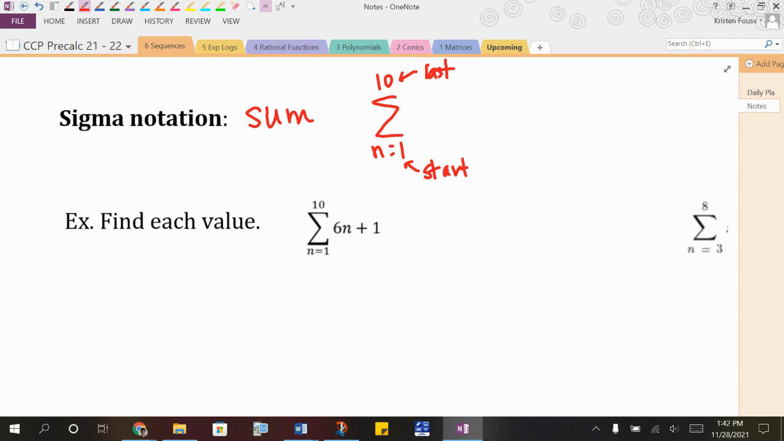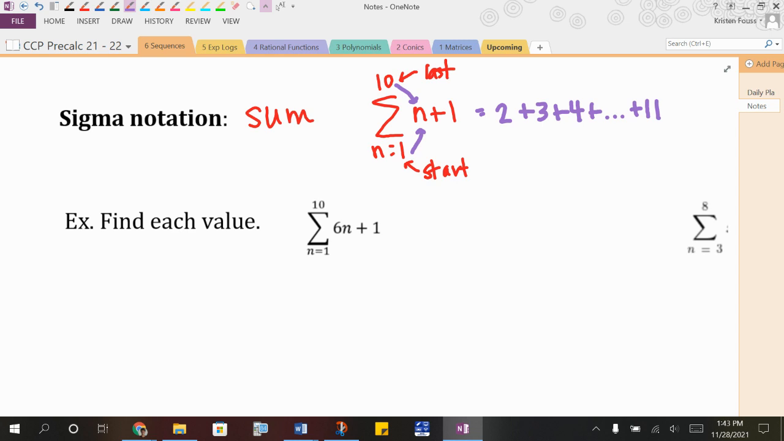And then off to the right, you'll have some expression to plug it into. Maybe it's like n plus 1. So this would indicate that I'm going to start by plugging in the number 1. So 1 plus 1. Then I'm going to plug in the number 2. And then I'm going to plug in the number 3, etc. And I'm going to keep going until I hit the number 10. And 10 is the last thing that I plug in for my variable. So I have that whole list of numbers stopping at 11. And then we add them up and we get our answer.